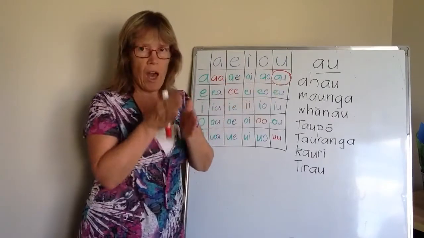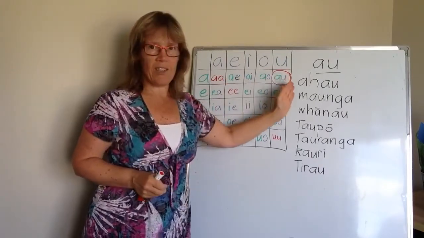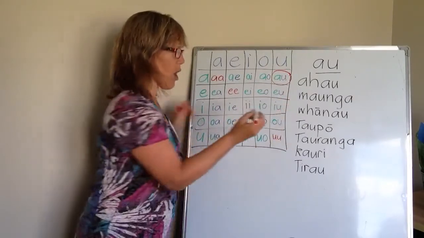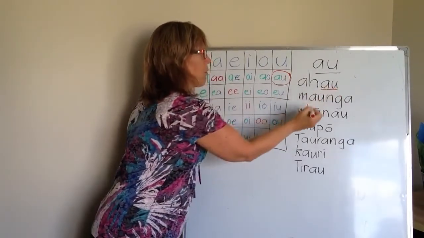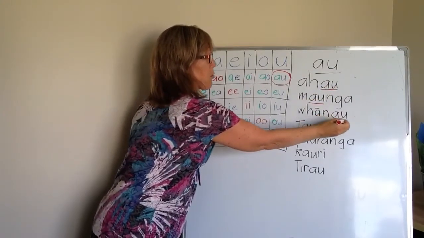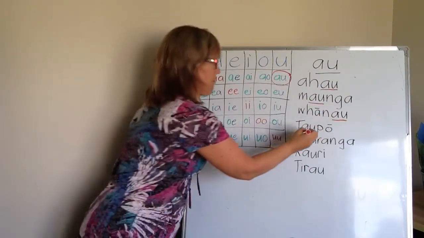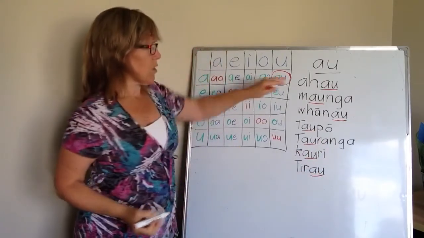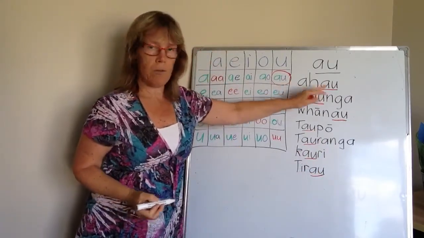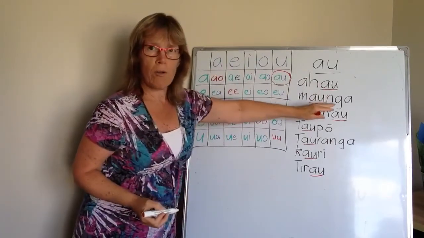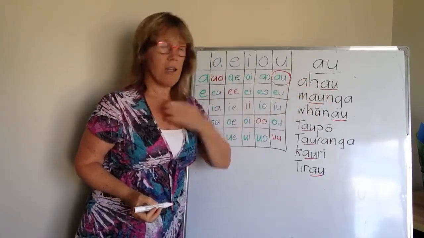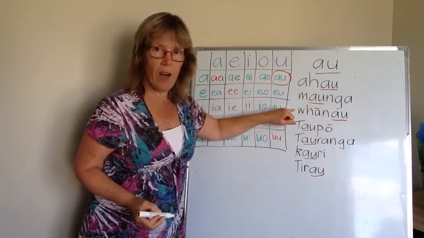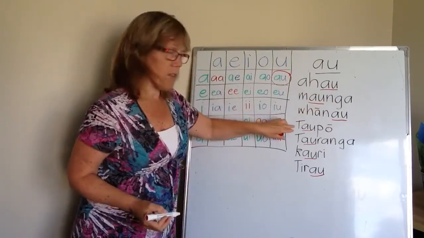So this is "au". Because Māori is such a consistently pronounced phonetic language, every time you see "au", it will always be pronounced "O". Every time. So this is aho, maunga. Aho is "I". Maunga, mountain.